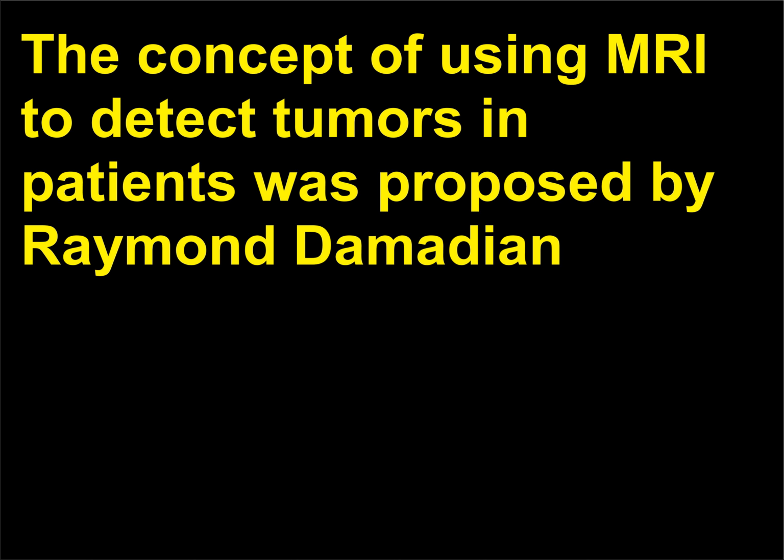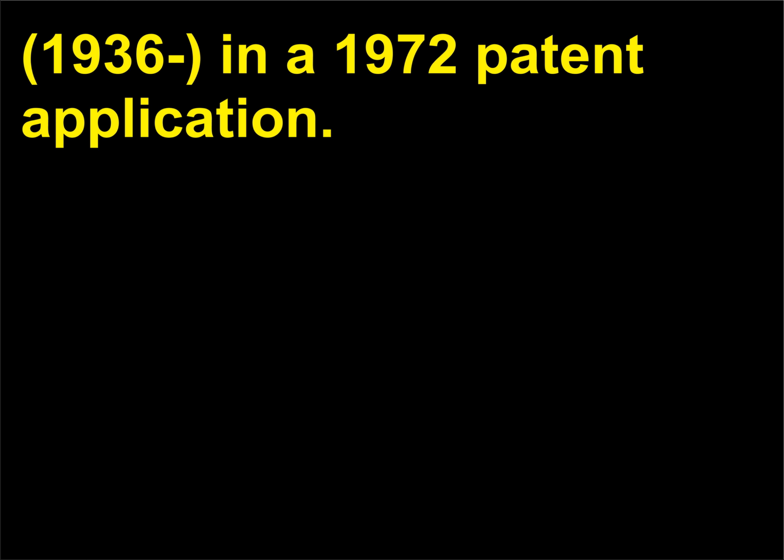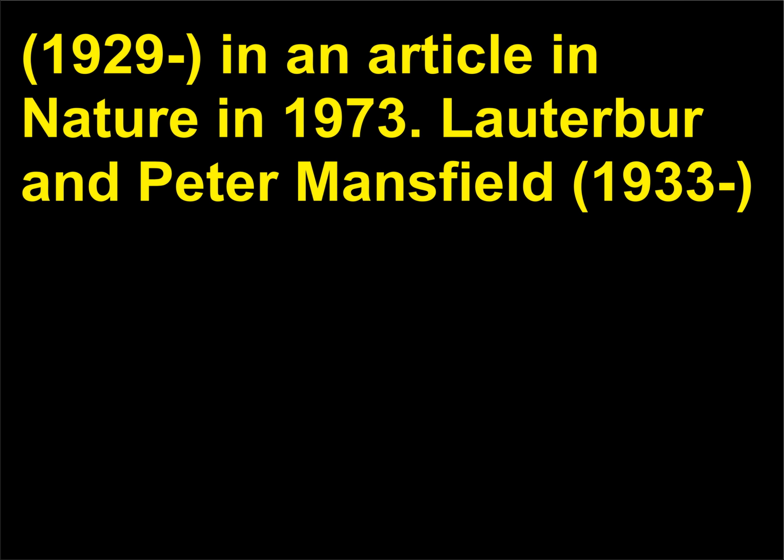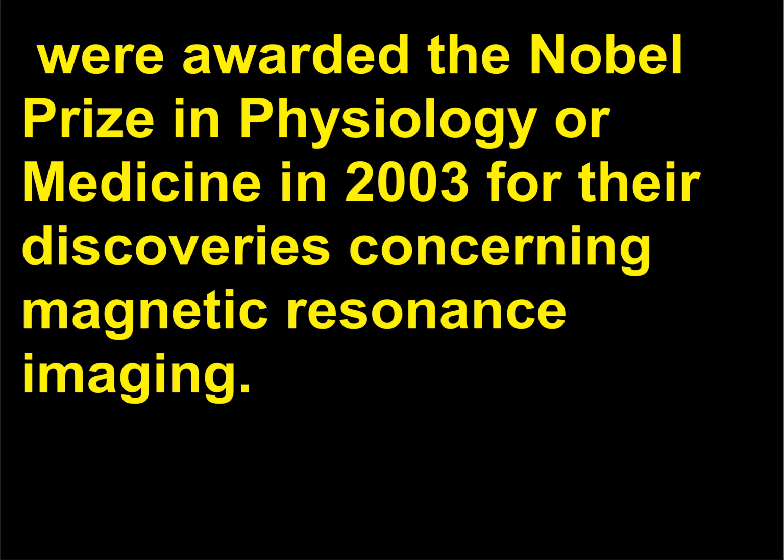The concept of using MRI to detect tumors in patients was proposed by Raymond Domitian, 1936, in a 1972 patent application. The fundamental MRI imaging concept used in all present-day MRI instruments was proposed by Paul Lauterbur, 1929, in an article in Nature in 1973. Lauterbur and Peter Mansfield, 1933, were awarded the Nobel Prize in Physiology or Medicine in 2003 for their discoveries concerning magnetic resonance imaging.